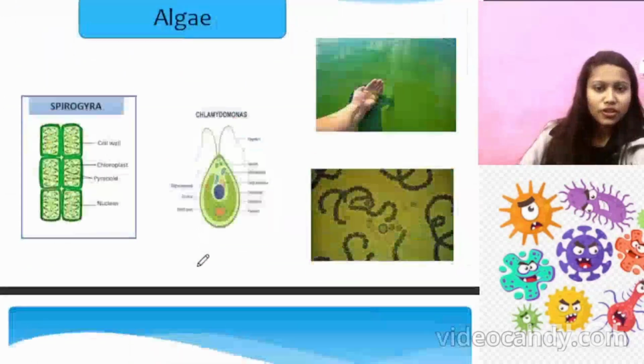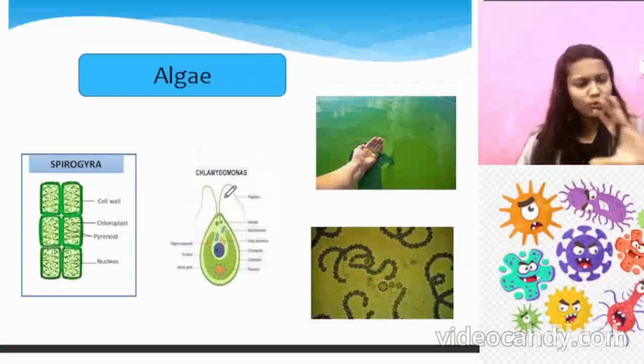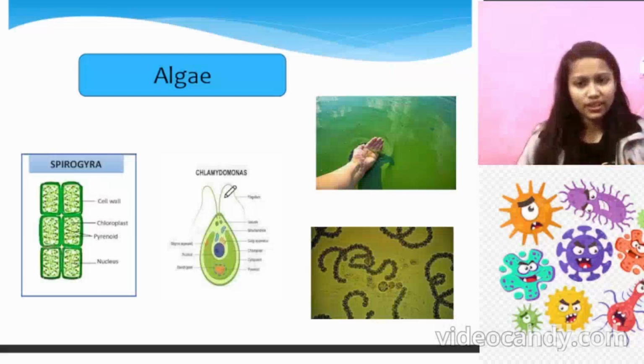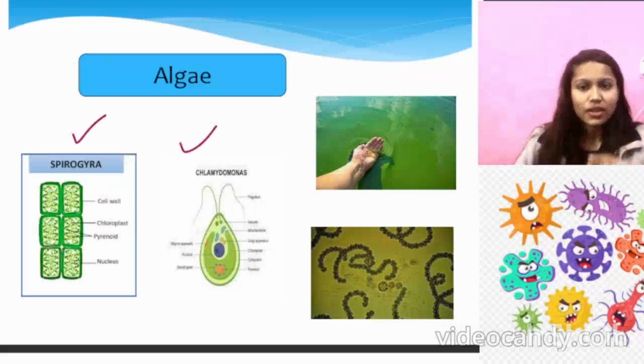Now, talking about algae, which is another important microorganism category. Here, you just need to remember some examples of algae, like Spirogyra and Chlamydomonas. Remember, these two examples are very important: Chlamydomonas and Spirogyra. And as a real life example that I already told, near the leaves and the ponds, you see this green color sticky substance, that is a kind of algae.